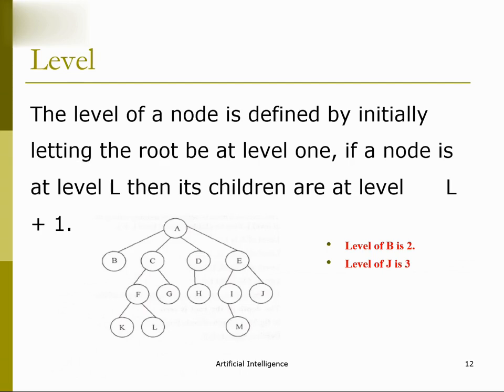The level of a node is defined by initially letting the root be at level 1. So if a node is at level L, then its children are at level L plus 1. In this case, the root node A is at level 1. The child E of the root node A will be at level 2. So the level of J would be 2 plus 1, that is 3.